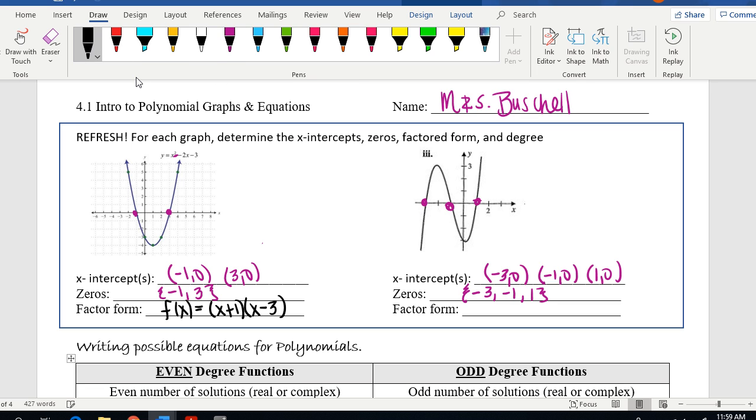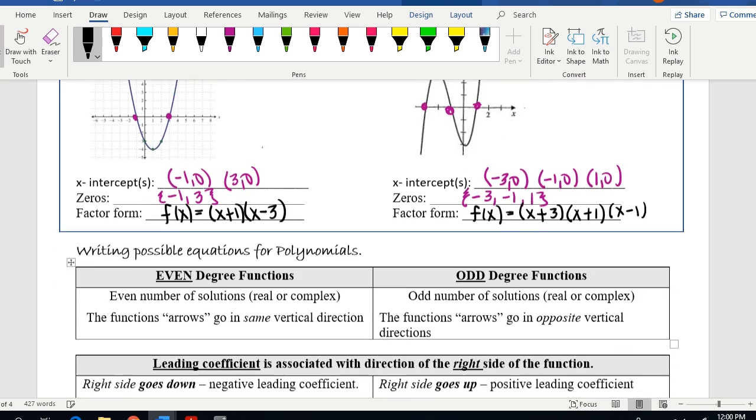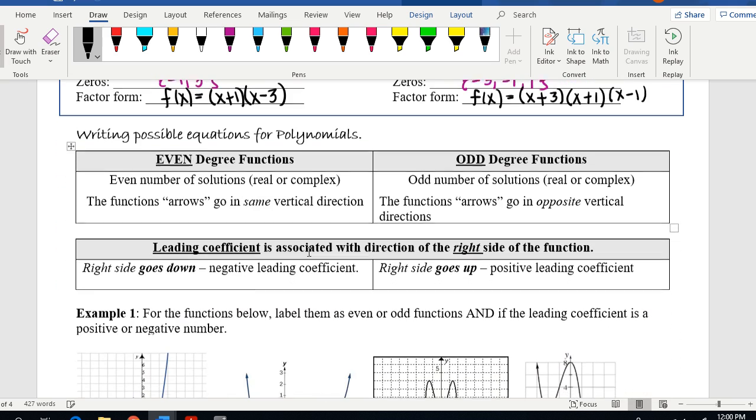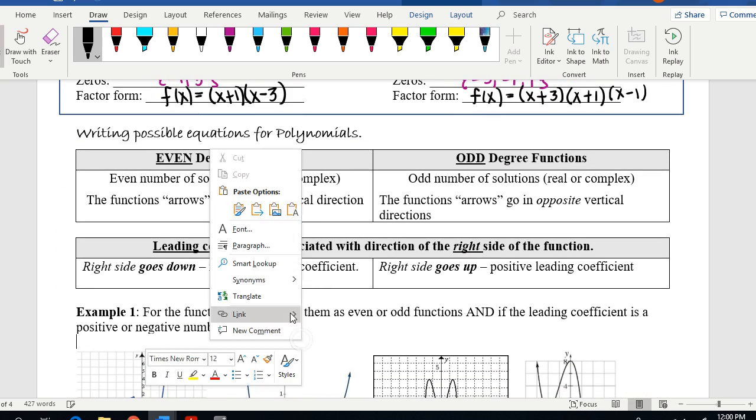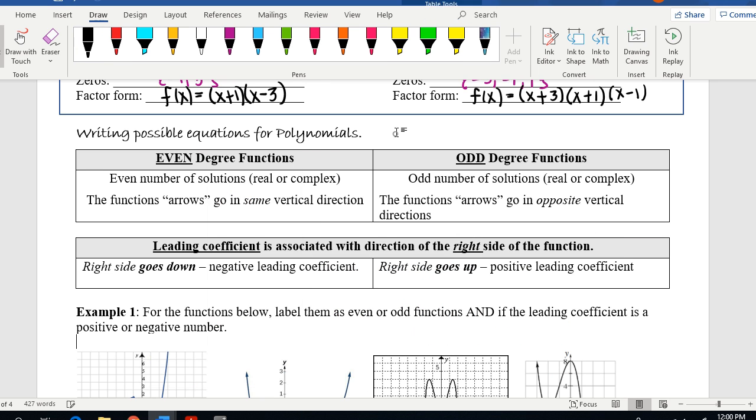I'm going to write this in factored form. So I'm going to change the sign. So x plus 3, x plus 1, and x minus 1. All right, so let's go look at what we're going to be adding on for this unit. So we are writing possible equations.